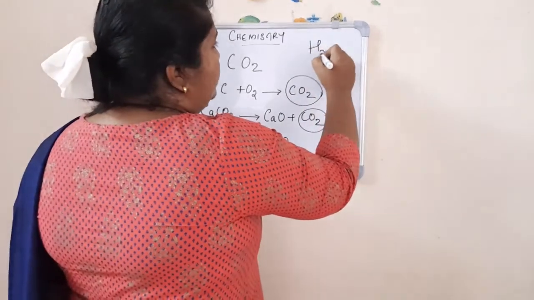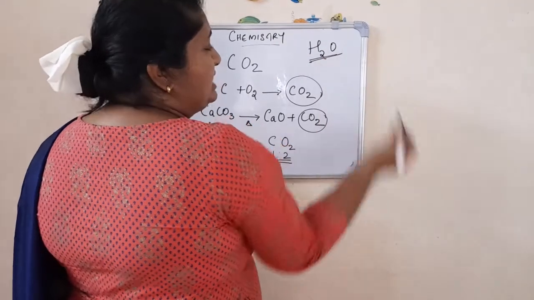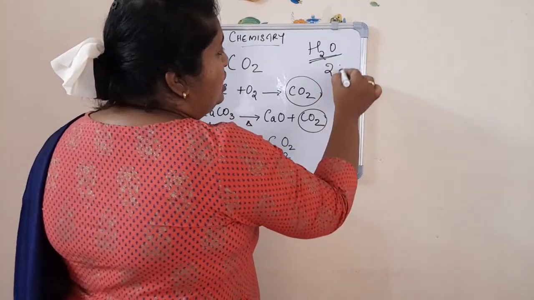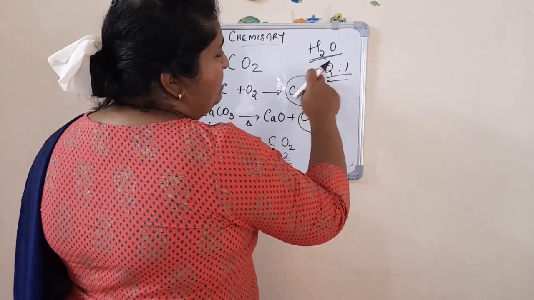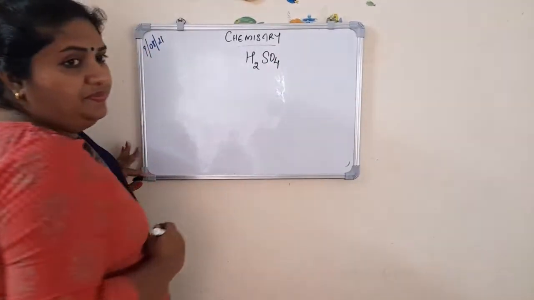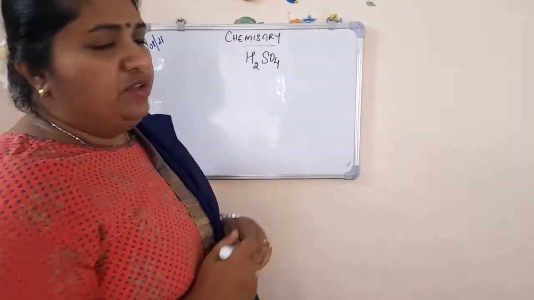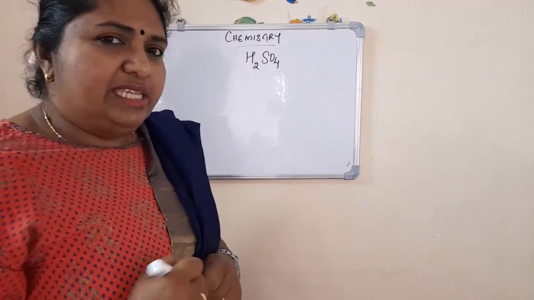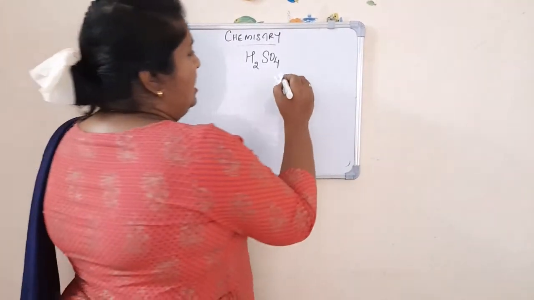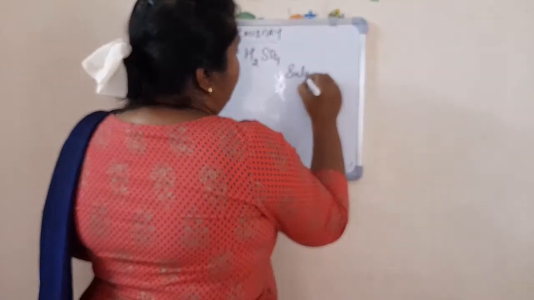Similar with water also, isn't it? The water is always combined together in the ratio 2:1, 2 hydrogen atoms and 1 oxygen atom. So here I have represented H2SO4. Does anyone know what is H2SO4? Yes, sulfuric acid, isn't it?